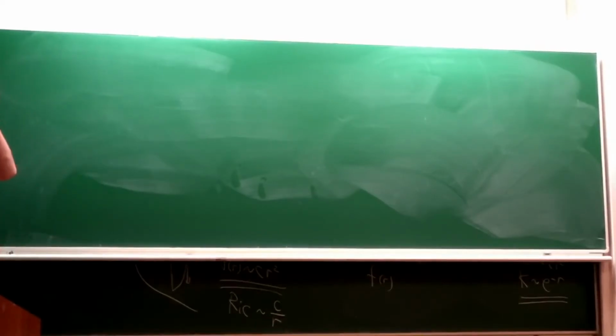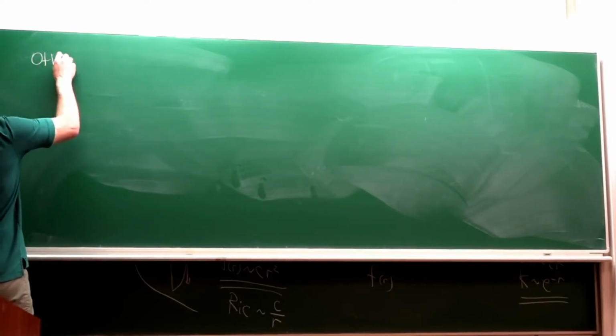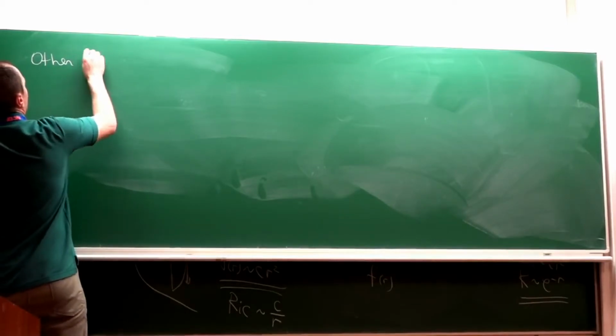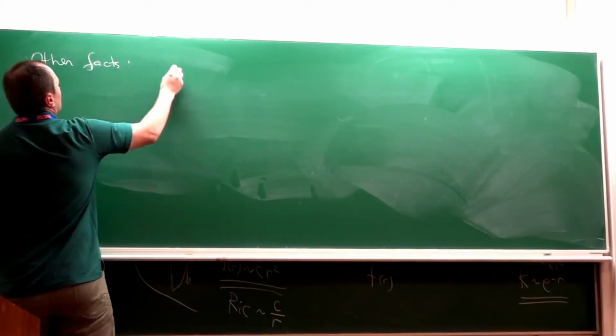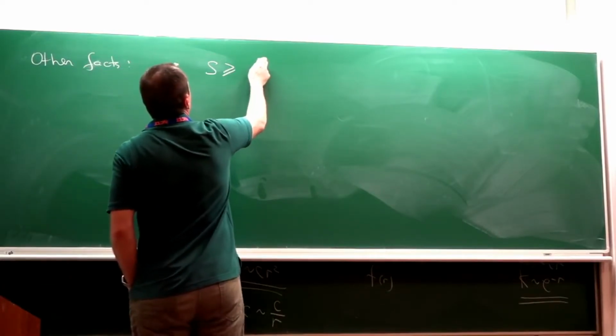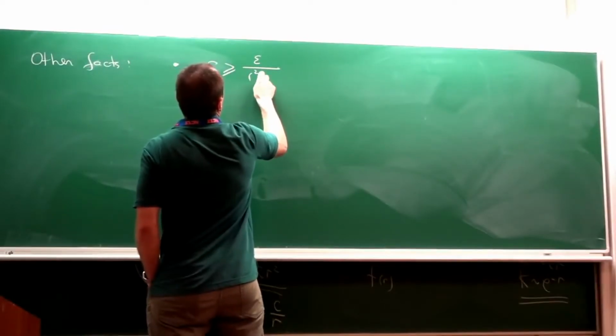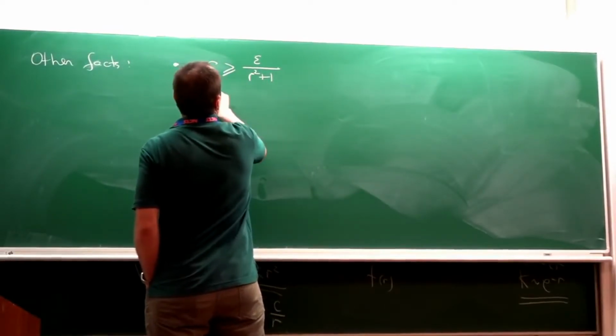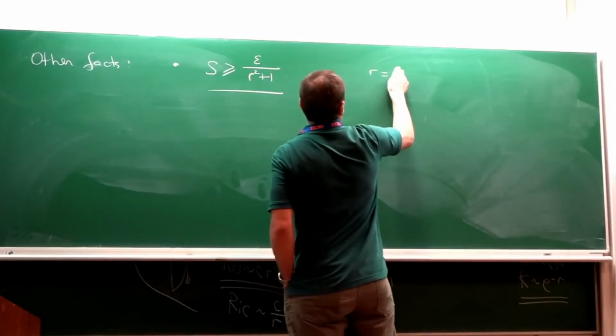And I'm going to explain a little bit the parts that I'm really interested in. So other facts. One is that the scalar curvature is actually bounded by some constant over distance squared. So r is the distance to a fixed point.